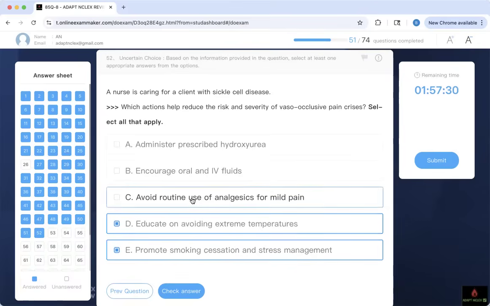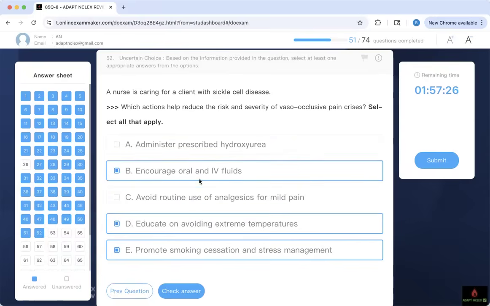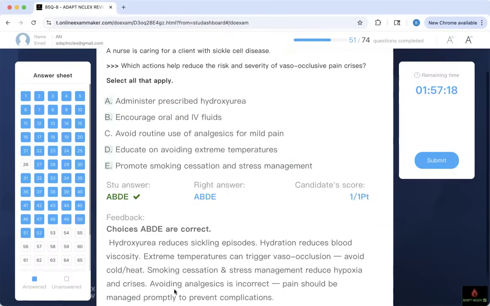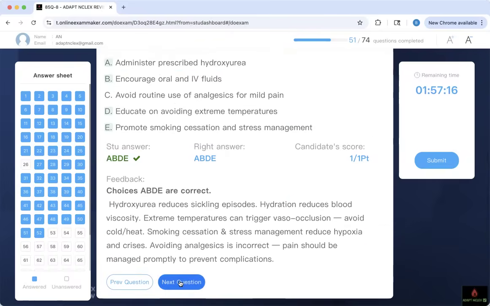They need pain medication, fluid intake, and this to prevent recurrence. You don't use it in an acute situation, but you can use it to prevent when they get it. So that's very important. It decreases sickling episodes. Hydration reduces blood viscosity. Extreme temperature can trigger vaso-occlusive disease. Smoking cessation, stress management, avoided.